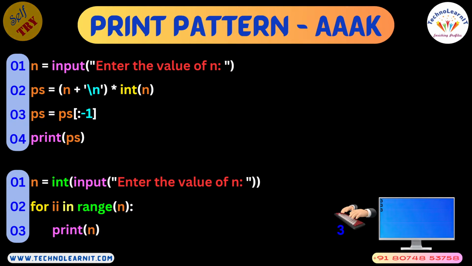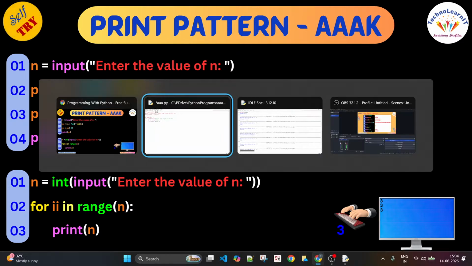And this for loop on line number 2 executes 3 times: i value 0, i value 1, i value 2. Makes sense. So this is how we can achieve this. Let us go to practice.